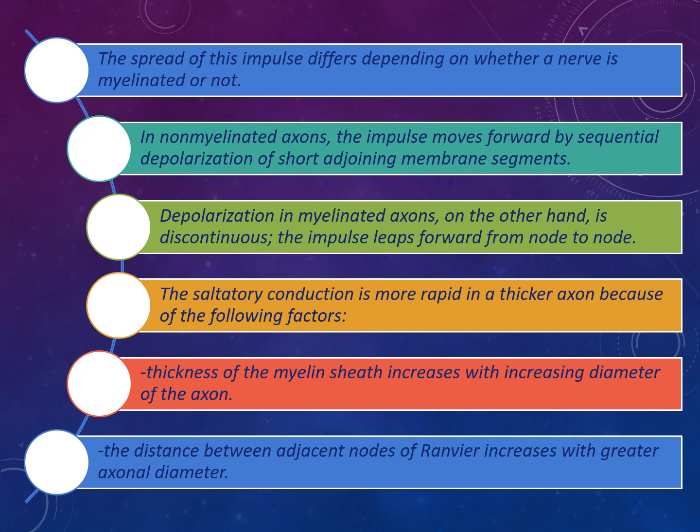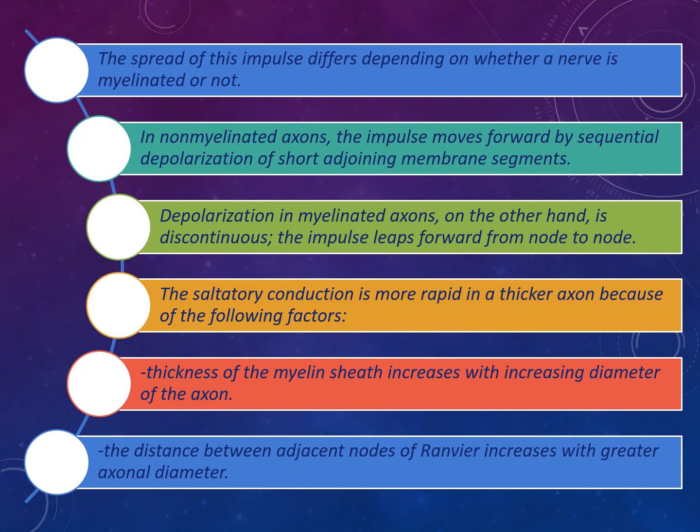In non-myelinated axons, the impulse moves forward by sequential depolarization of short adjoining membrane segments, while depolarization in myelinated axons, on the other hand, is discontinuous. The impulse leaps forward from node to node. This is known as saltatory conduction and is more rapid in a thicker axon because of the following factors.